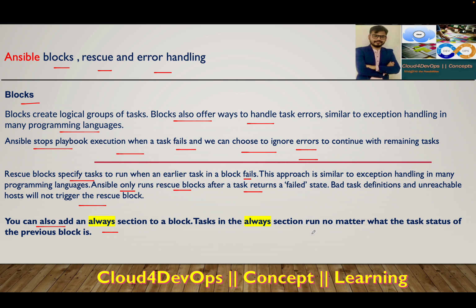The always block will get executed every time, regardless of whether you're failing in the block section or failing in the rescue section, right? So that's block, rescue, and always. And obviously, if you combine all these three concepts, the combination equals error handling. We can handle the errors within these sections of our playbook. So that's the conceptual part of block, rescue, and error handling.